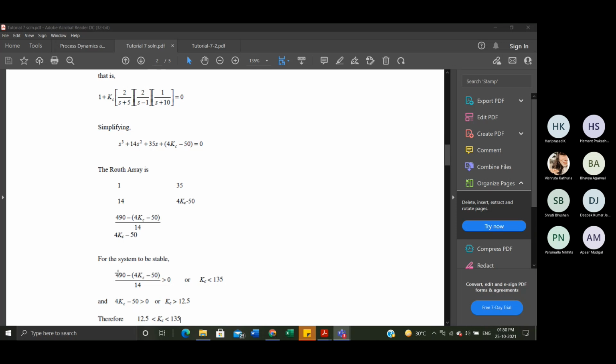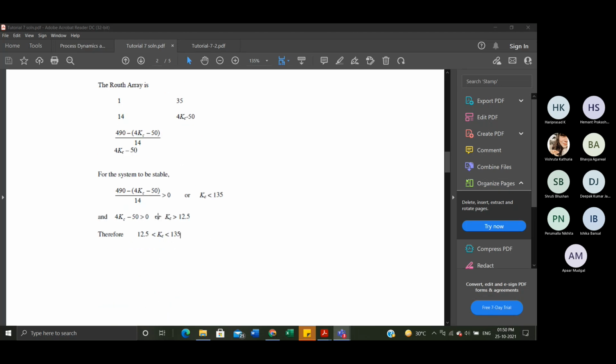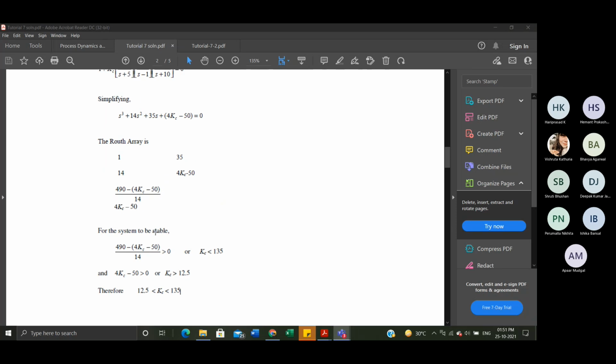Now, for the Routh array, for a system to be stable, all these left hand side terms must be greater than 0. So this term must be greater than 0, and this term must also be greater than 0. By putting these terms greater than 0, we can find the condition for our system to be stable, where we can find the range for the value of Kc where our system could be stable. So any doubt on that?